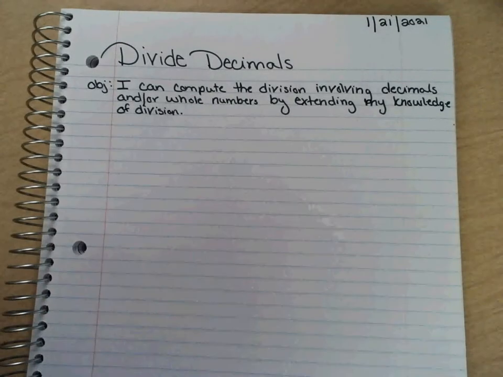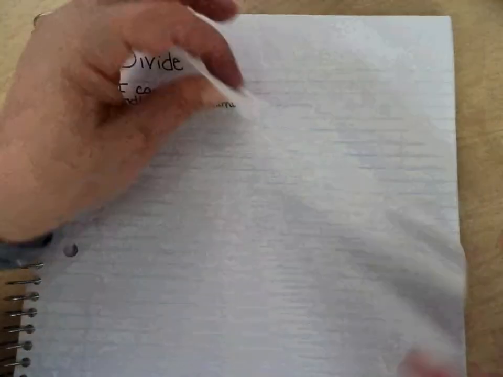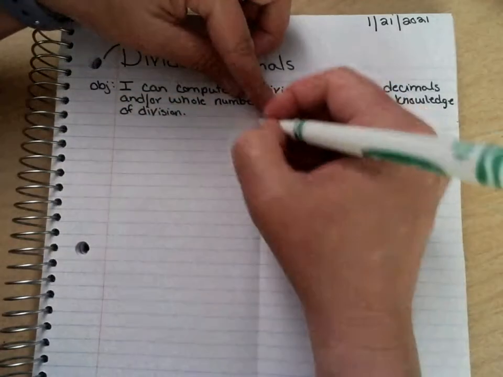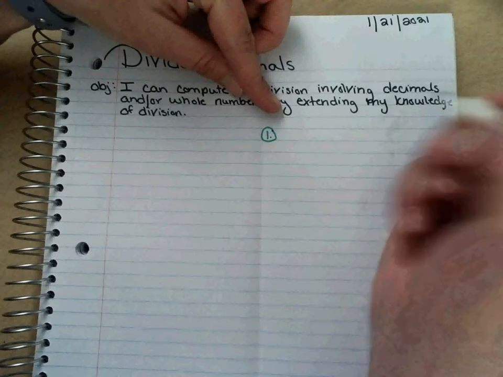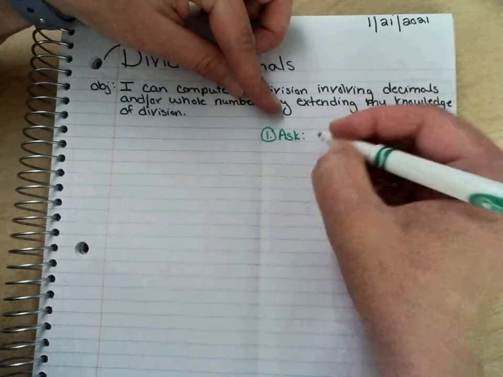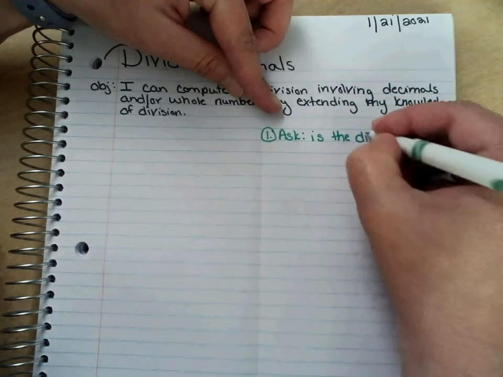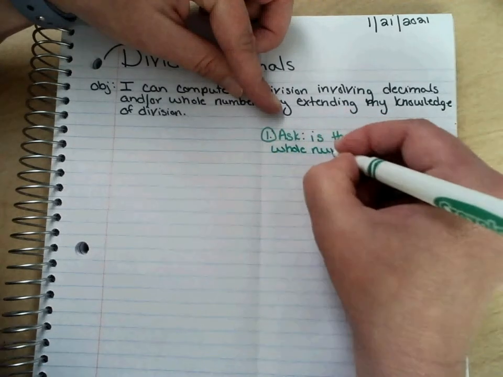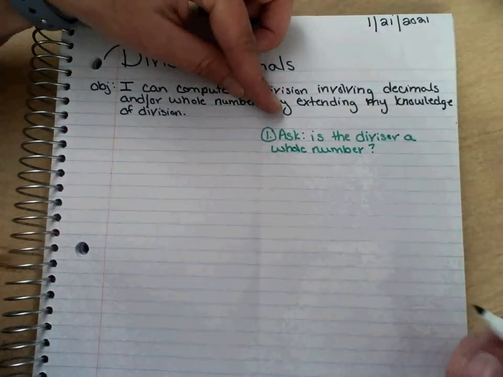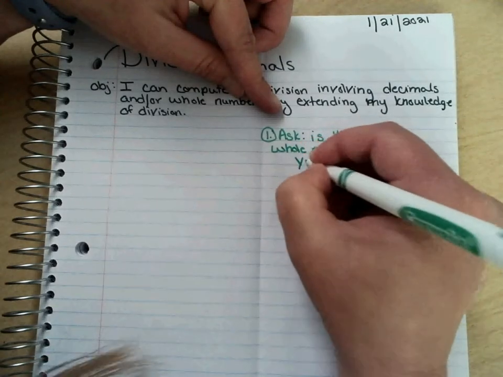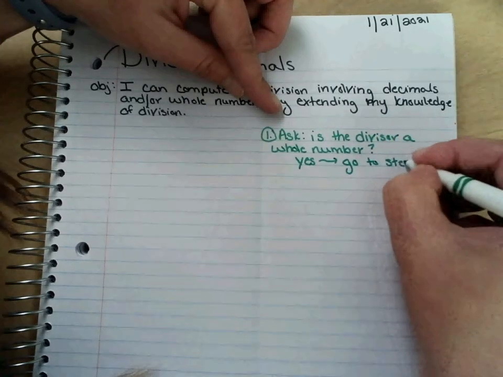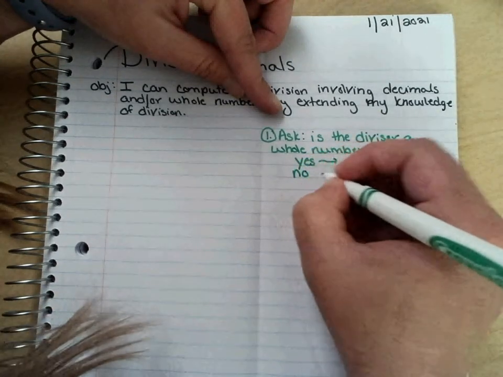So here we go. Wouldn't be true Miss Lewis fashion if we didn't fold our page in half and do some step-by-step directions. So step 1. Our very first thing is to ask, is the divisor a whole number? So is my divisor a whole number? If your answer is yes, you go to step 2.